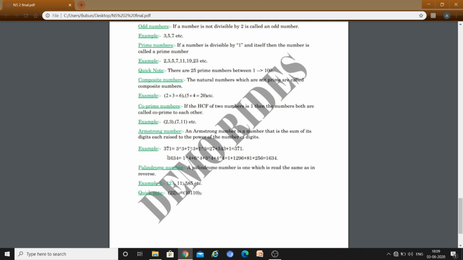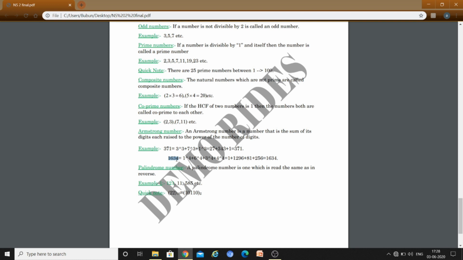Now, if we take a 4-digit number, suppose we take here 1634. Now, because it's a 4-digit number, we have to sum up each digit with the power of 4. Now, if we calculate the resultant and sum up, then we can see the resultant number is the same as the original number. Okay, the resultant number will be the same as the original number.